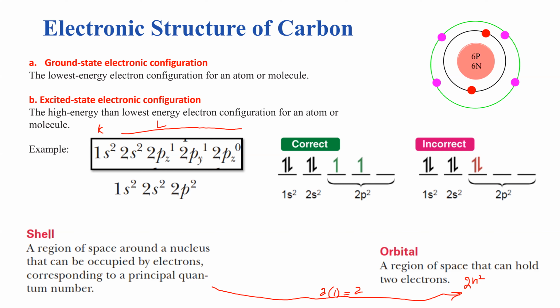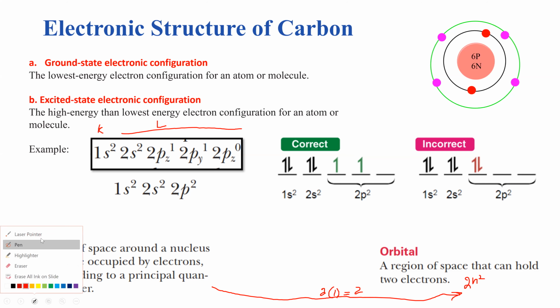So if this is shell 1, the 1s, it holds 2. For the second shell, n is 2, so taking the square of 2 gives 4, and 4 into 2 is 8, right? So in the outermost shell there should be 8 electrons. In carbon the L shell is the outermost shell, so that's why it desires to complete it with 8 electrons.